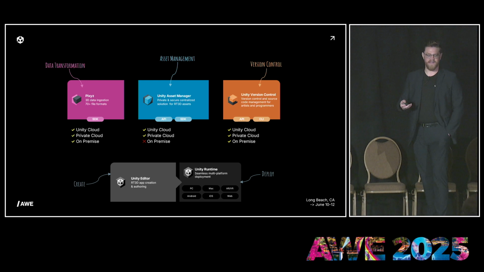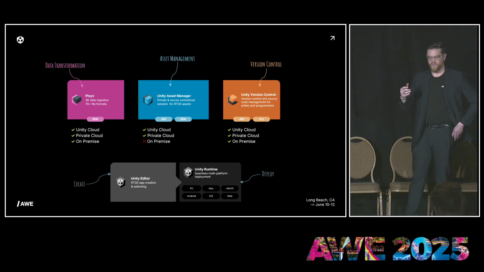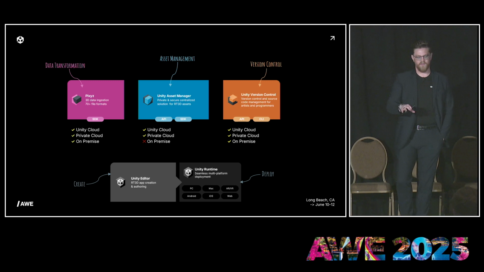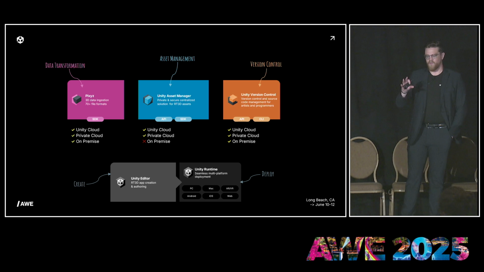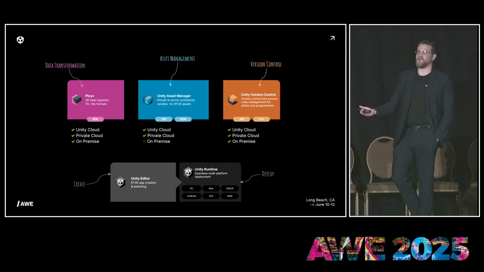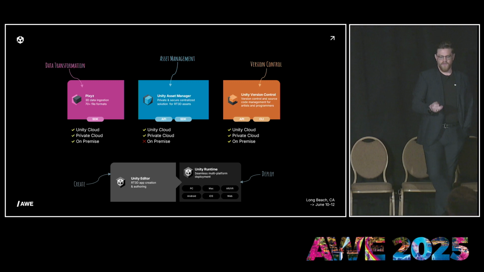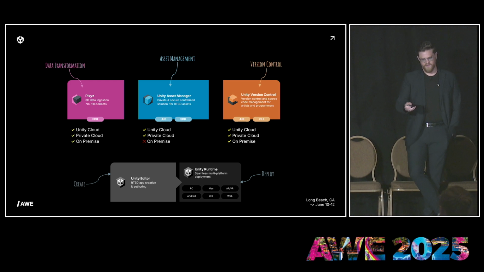What we're talking about today is a bigger look at the ecosystem. So, looking beyond just the editor and runtime, we have data transformation, which is fundamentally Pixyz as our core technology. We have asset management, which is what we're here talking about today. And then we have version control, which is more about versioning large-scale projects across teams. You'll notice that there's also a check mark under all of these, except for one area, which we can discuss.